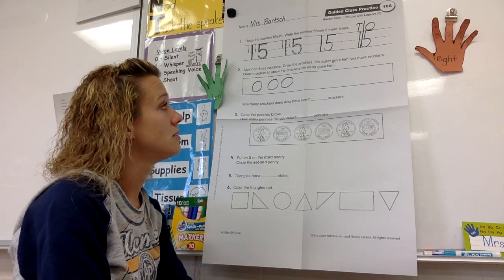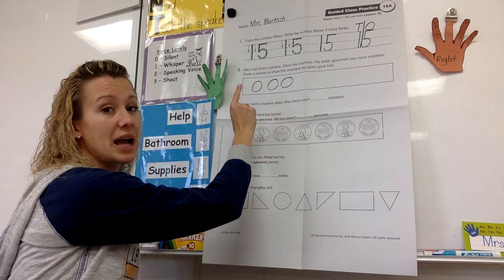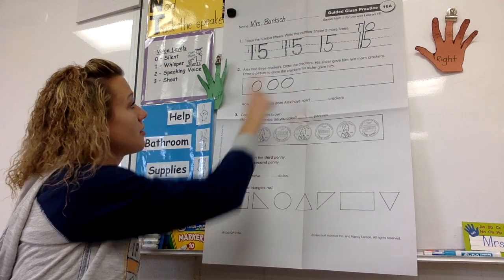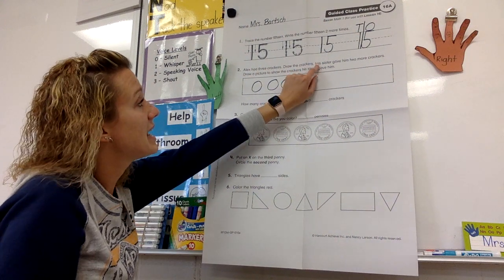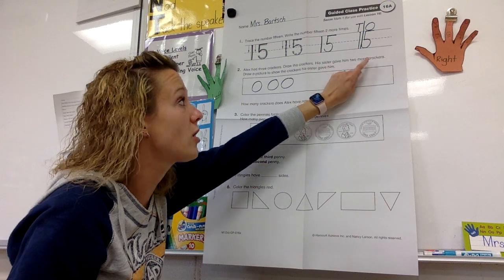They shouldn't be too big. Take your finger, go woo. We're going to count them. Now you can talk in your normal voice. Count with me. Ready? Go. 1, 2, 3. We have 3 crackers. We did it. The rest of it says his sister gave him 2 more crackers. What a nice sister.